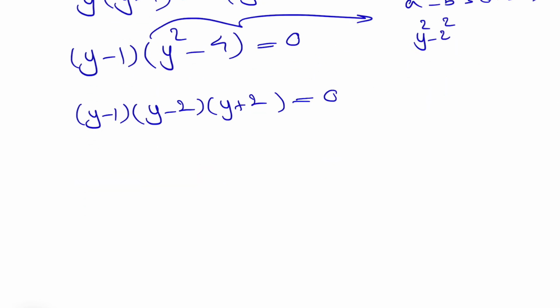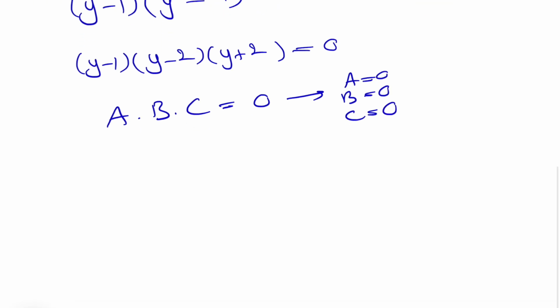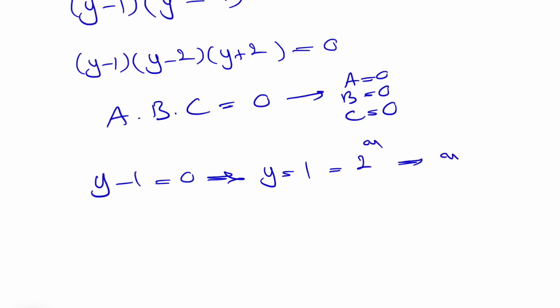And when we have an expression including 3 terms equals 0, we see that a can be 0, b can be 0, or c can be 0. We need to satisfy all of these conditions for our answer. So y minus 1 equals 0, that means our y is 1, and we call y 2 to the power of x, and in a condition that if x is 0, we'll get y 1.